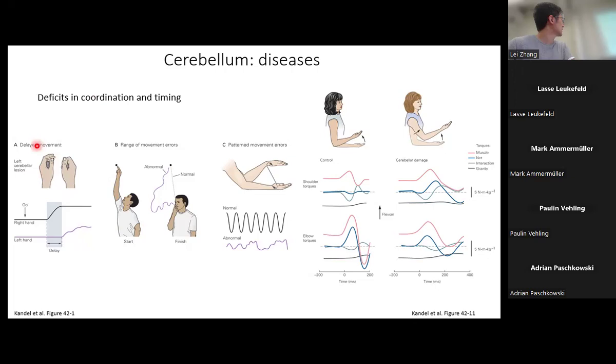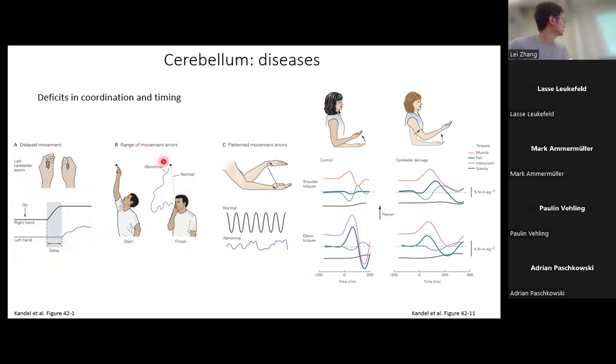First of all, if you ask cerebellar patients to do movement with both hands, so the lesion is on the left side. A cerebellum lesion on the left side will affect the left side muscle. So you see the left hand will have a delay of the movement outward. Also, this movement is not very smooth.